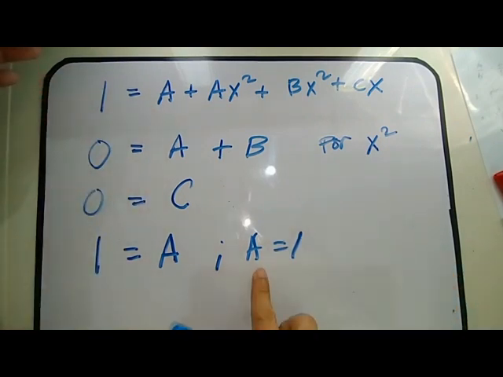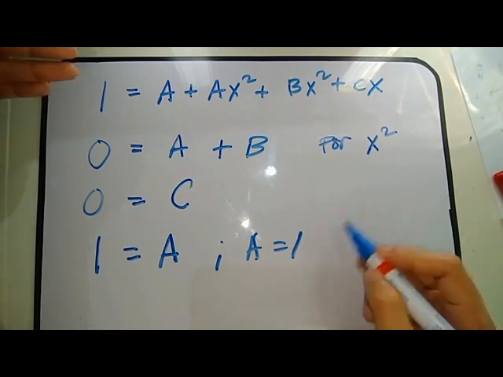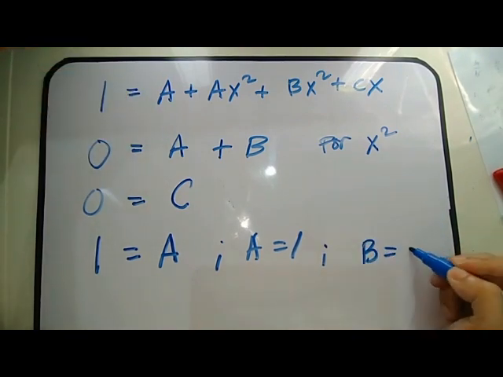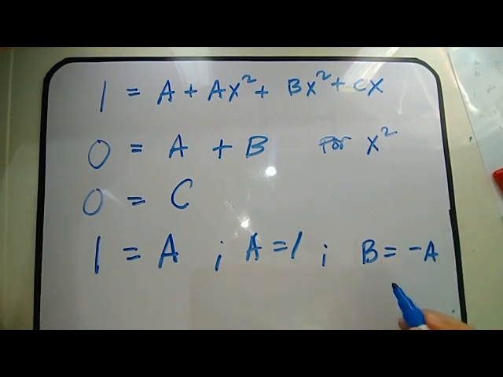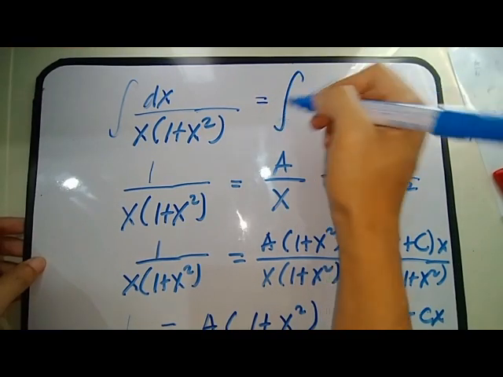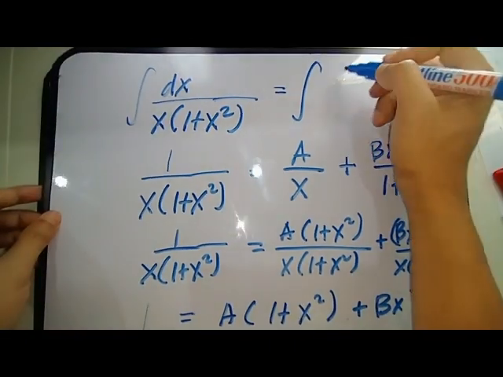Then if A equals 1, using the first equation for equal coefficients, we can say that B equals negative A. But A is 1 here, so B equals negative 1. So nakuha natin yung mga coefficients. We just substitute that here. So the integral of A, which is 1, is dx over x lang.